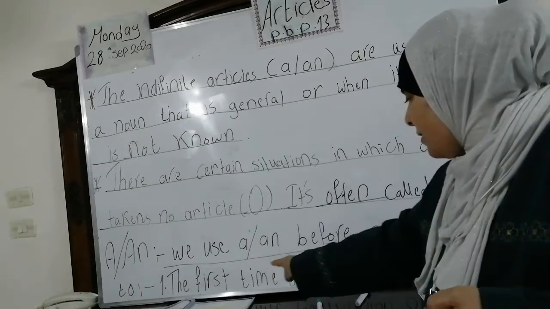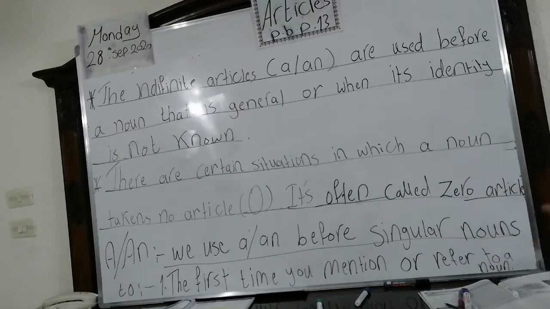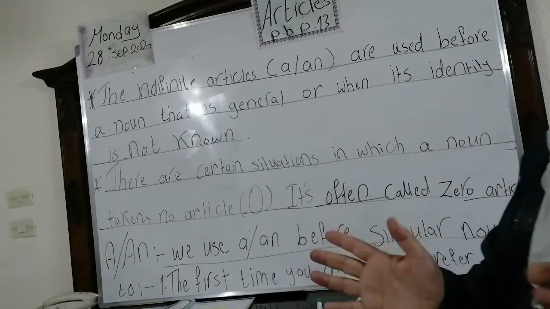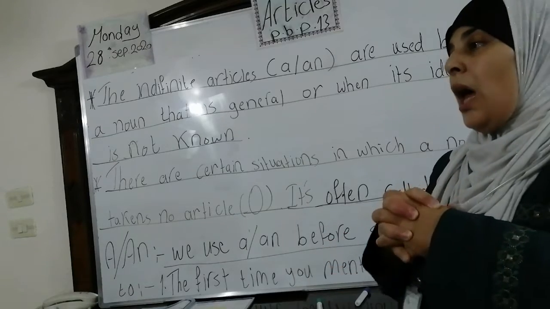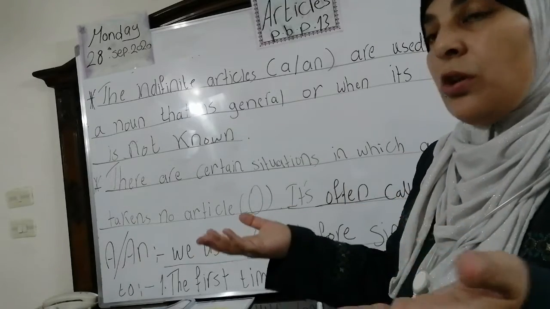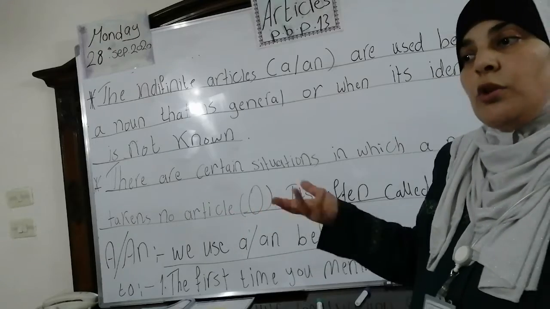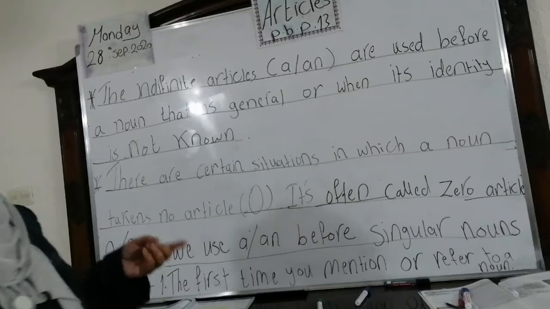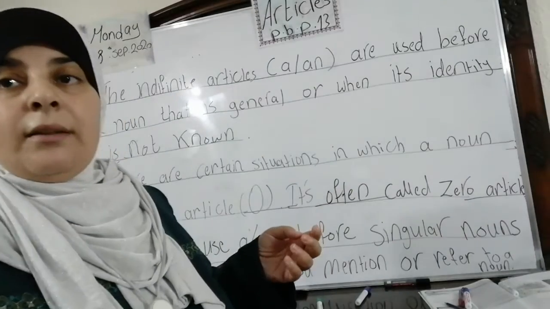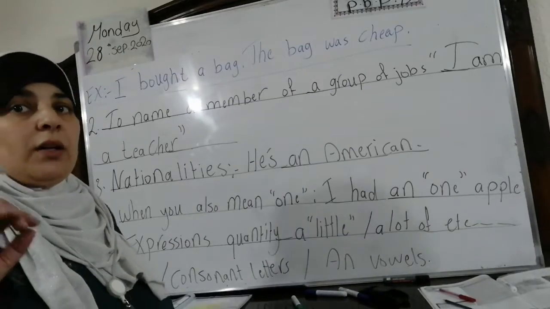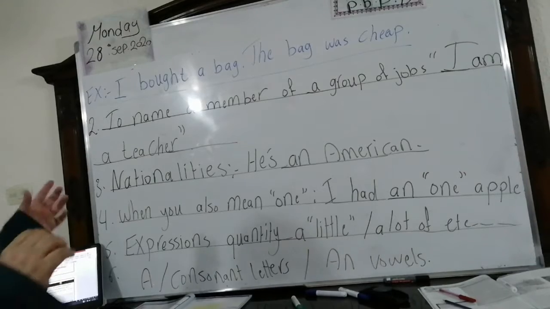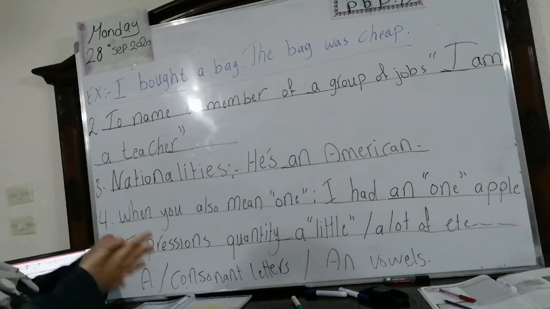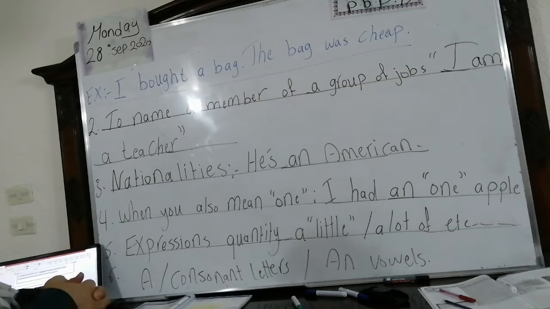First one, the first time you mention or refer to a noun. As I said, I saw a chair. We don't know what this chair is, or for whom this chair is, we don't know anything. It's not known; it's mentioned for the first time. Now, let's move to the example. I bought a bag. The bag was cheap.